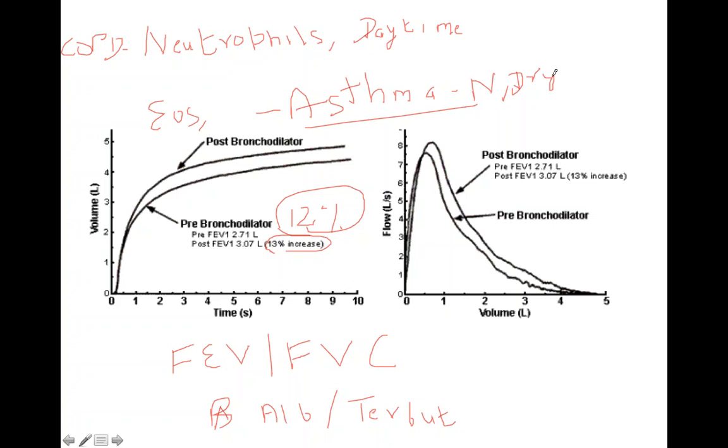So hyperinflation, cor pulmonale, which is right heart failure secondary to some lung abnormality, and chronic hypercapnia are more common in COPD, but rare in case of asthma. Okay, clear.